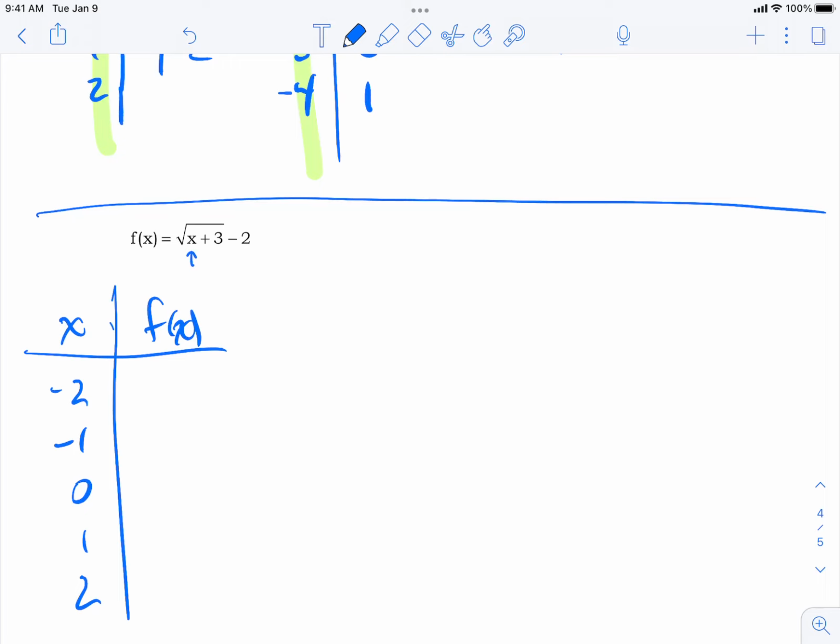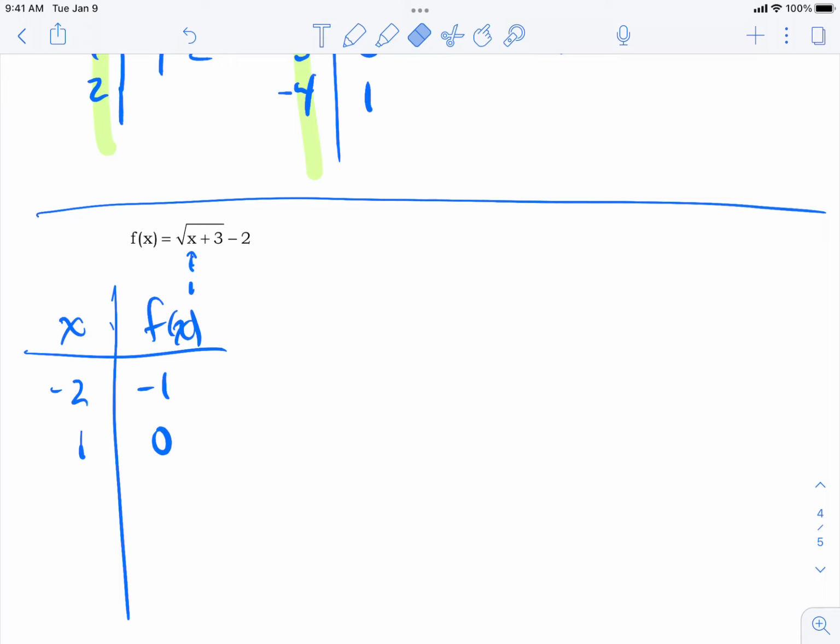Come back, see what I got. Back? Okay, so when I plug in a negative 2 here, negative 2 plus 3 is 1. Square root of 1 is 1. 1 minus 2 is a negative 1. If I plug in a negative 1 here, I don't want to, because I'll have to take the square root of 2. I don't want to. If I plug in a 0 here, I won't. I don't like the idea of having to take the square root of 3. When I plug in a 1, okay, I'll plug in a 1. I'm happy with that. 1 plus 3 is 4. Radical 4 is 2. 2 minus 2 is 0.